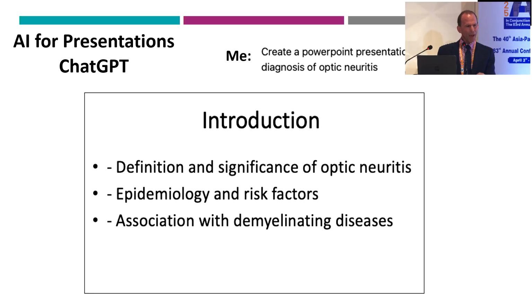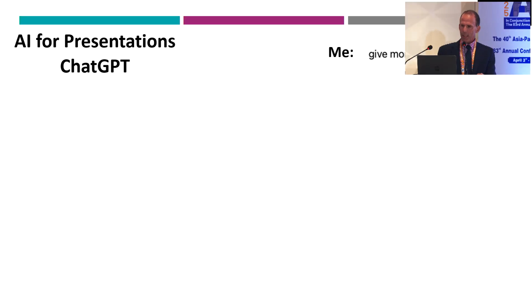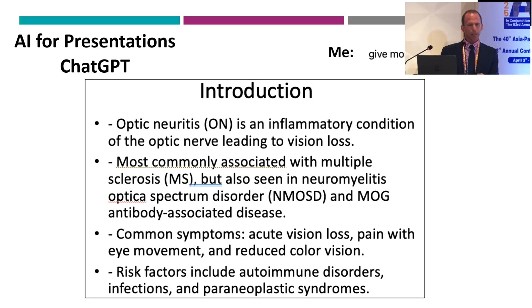And I said, okay, well, that's kind of vague. Me: give more detail for each of the slides. And here's what it gave me for the introduction. Now, that doesn't mean I'm going to use this exact slide, but it gets me started. It lets me adapt and edit this to what I want to say. All the other slides had much more detail when I said, give me more detail.